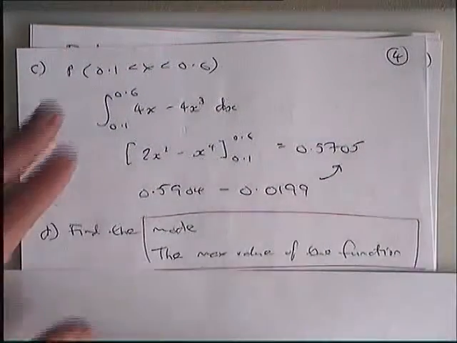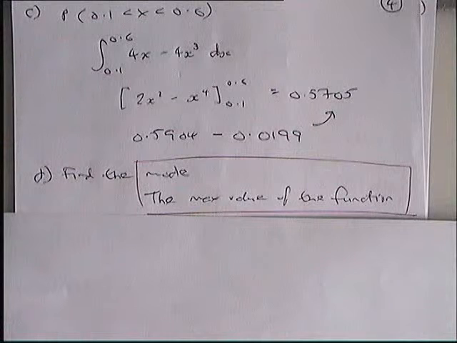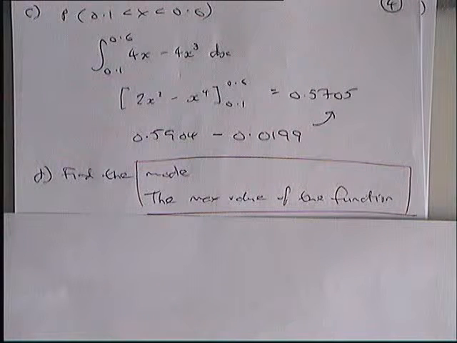So we said, okay, what about finding the mode? Well, the mode is the most common, and in a continuous random variable distribution, the mode is the maximum value of the function. So, okay, how do we find the maximum value, or otherwise the highest point of the function?